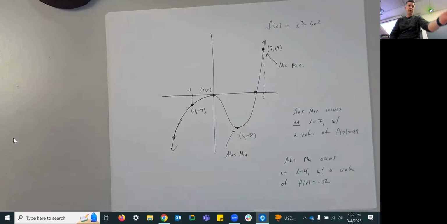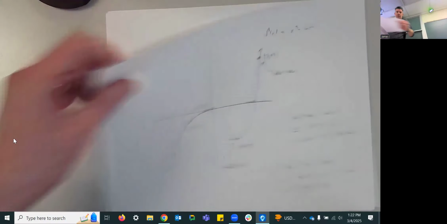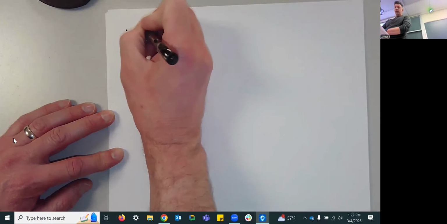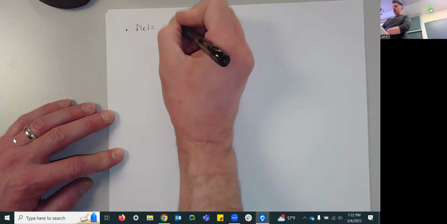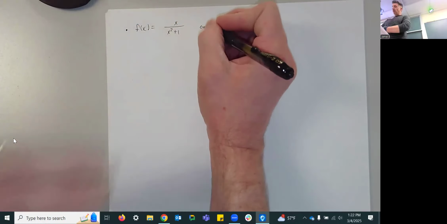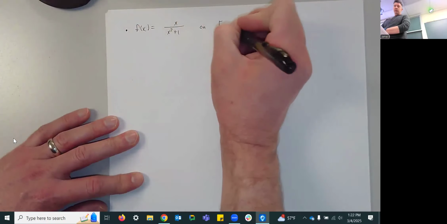Let me just keep track of things here. So let's say our function is f(x) equal to x over x squared plus 1, and we're on the interval from 0 to 2.